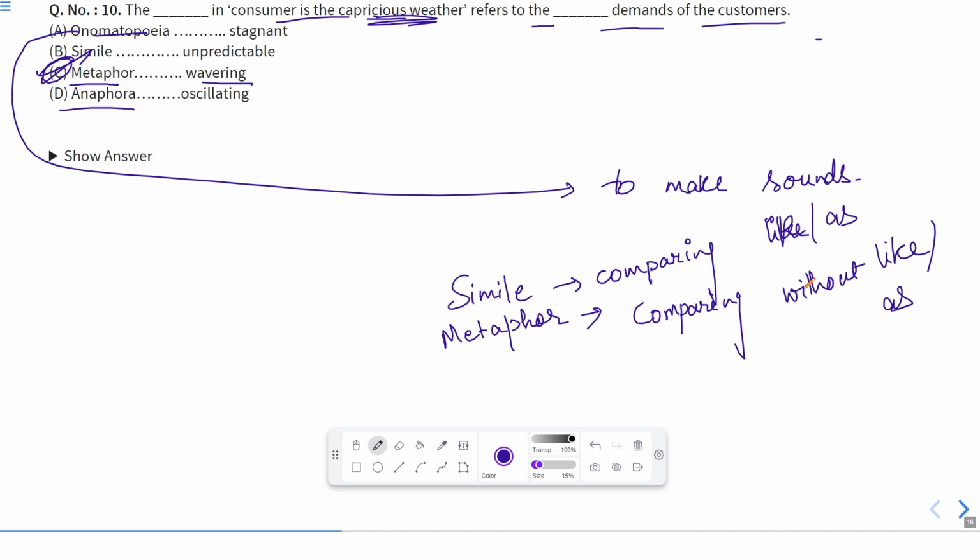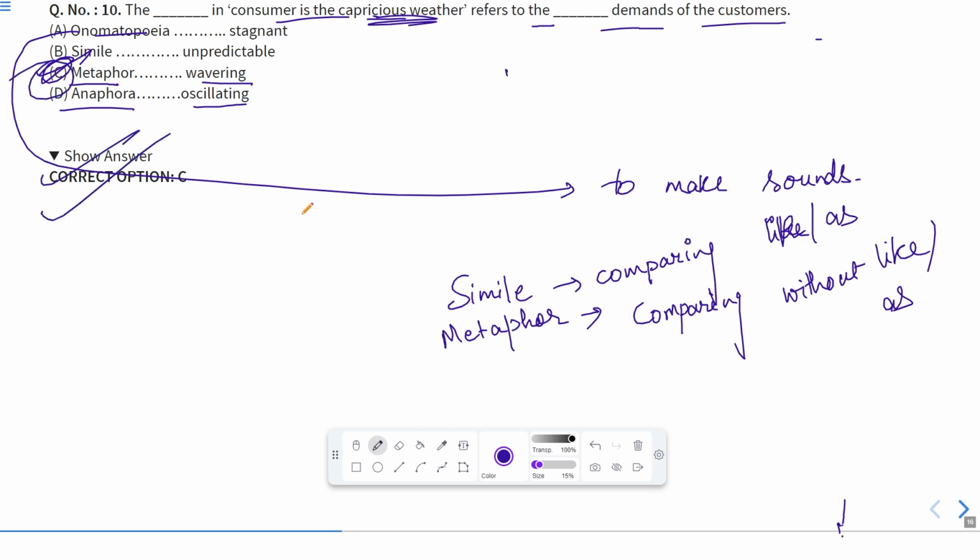Anaphora is when we repeat the same word in the beginning of each and every line. For example, if you recite any poem, many times the same phrase or the same word is spoken again and again, which is repeated. That is called anaphora, and that is also a figure of speech. Oscillating means wigwag, when something swings. For example, you must have seen a pendulum oscillate in a watch or the wall clock. So that is oscillation. Now according to this, the correct answer will be option number C.